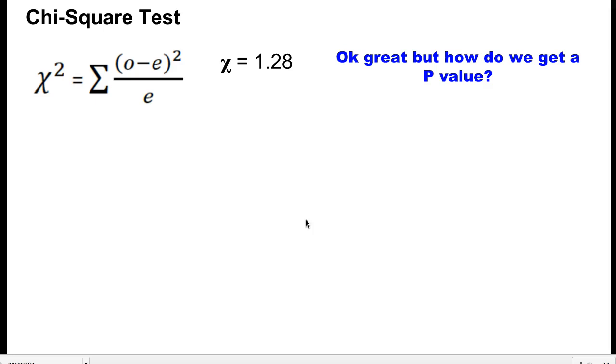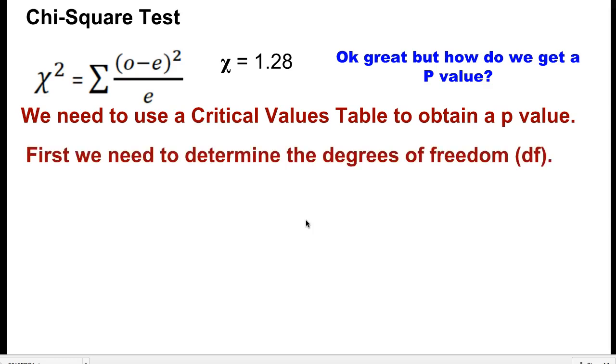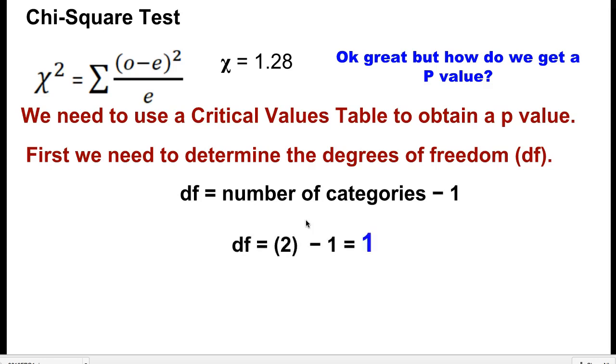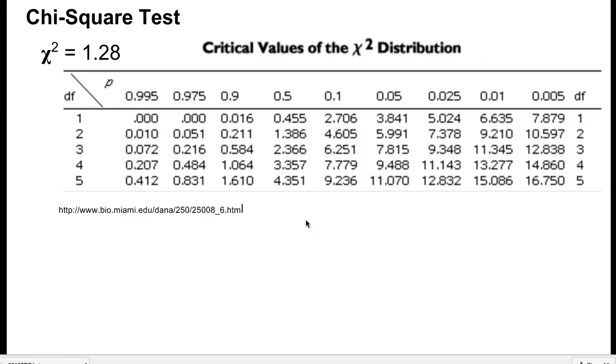We have to use something called a critical values table to actually attain a probability. In order to use a table, we have to determine the degrees of freedom, just like we did with standard deviation. Because we have heads or tails, degrees of freedom are the number of categories minus 1. So because we have heads or tails, there are 2 categories or 2 frequency data, we subtract 1 and have 1 degree of freedom. Now that we have that, let's go to the critical values table.